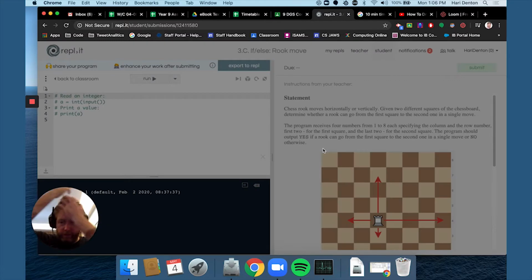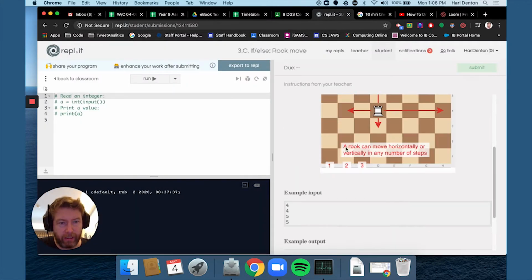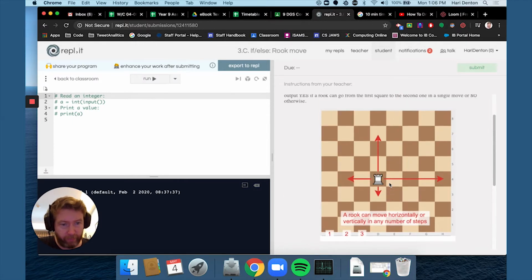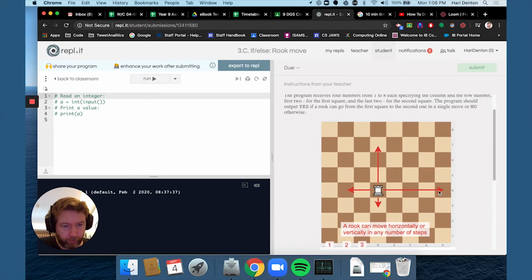Okay, so there's a few of these questions based on the idea of a chessboard and a grid. So these are like coordinates. To move from 4, 4 to 5, 5 is a diagonal move. But what it's saying is the rook can only move horizontally, in which case the row number is going to stay the same, or it can move vertically, in which case the column number is going to stay the same.